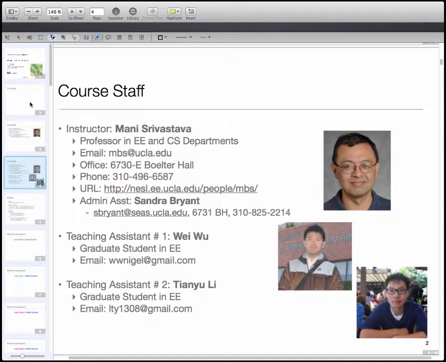And we have two TAs, Wei Wu and Tianyu Li. They're very experienced. They actually TA'd this class last quarter as well, under a different professor. So they're very familiar with the course material here. And again, their email information is there. Perhaps the best way to reach them also is, again, to use Piazza. I'm going to talk about what Piazza lets you do, in case you're not familiar with it.